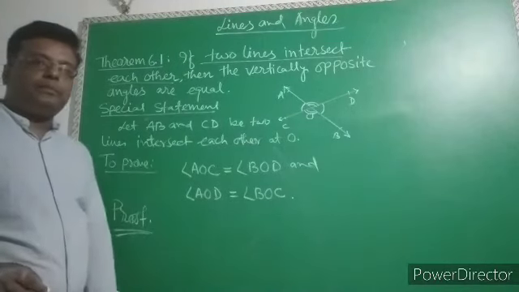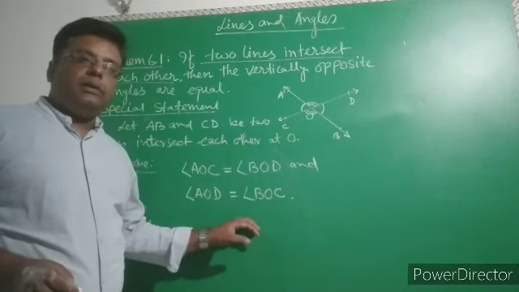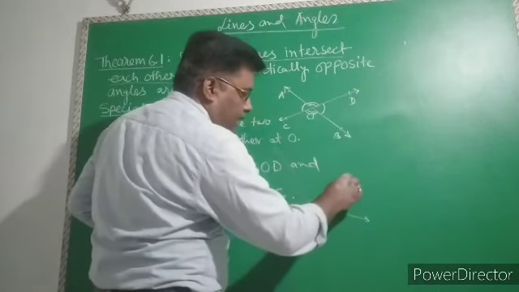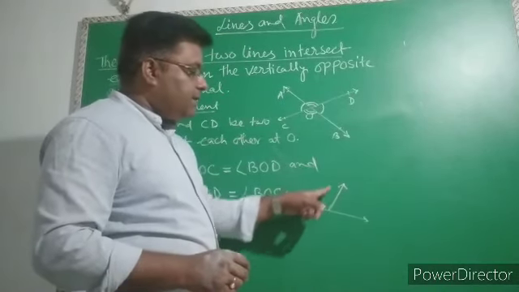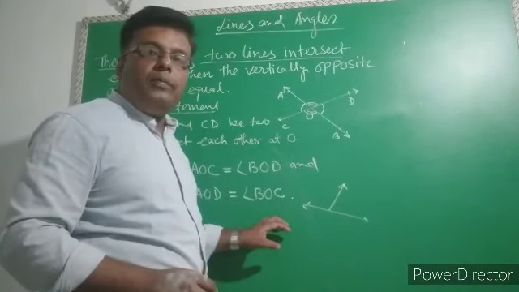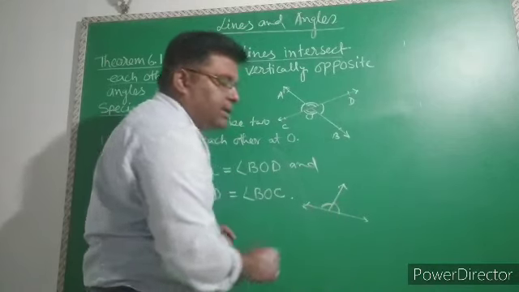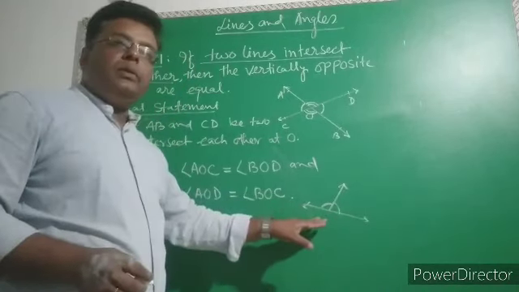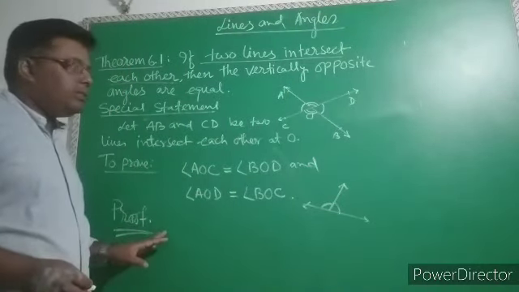So how do we prove it? See, by axioms 6.1 and 6.2, if there is a line and a ray stands on it, then the adjacent angles are supplementary. That is, the sum of the angles so formed, this plus this, is equal to 180 degrees. So we will apply this axiom to prove the theorem. Now see the proof.